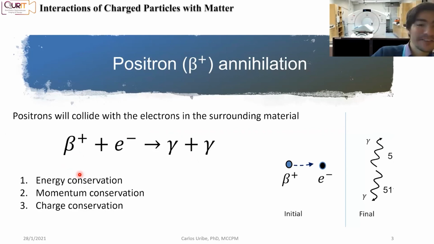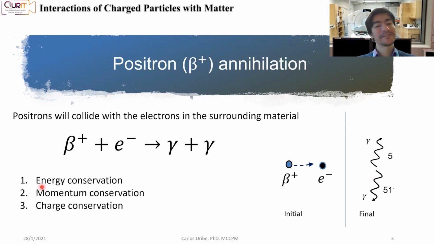To conserve the energy, these interactions for now will mostly occur at rest, so there's no kinetic energy. But we know that the rest mass of a beta particle and an electron is 511 keV. So if we want to conserve the energy, it means that those two photons coming out of that annihilation are going to have 511 keV each.